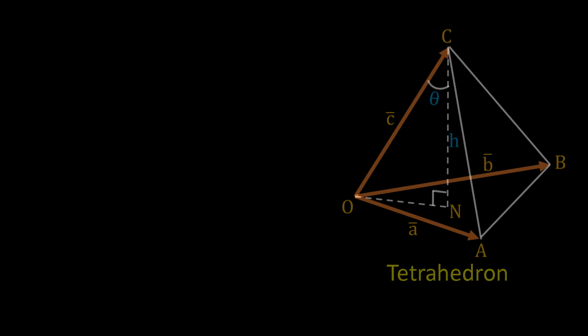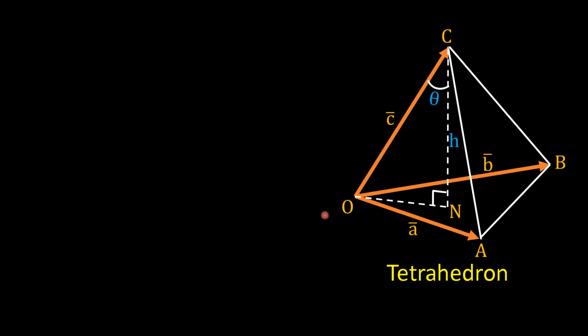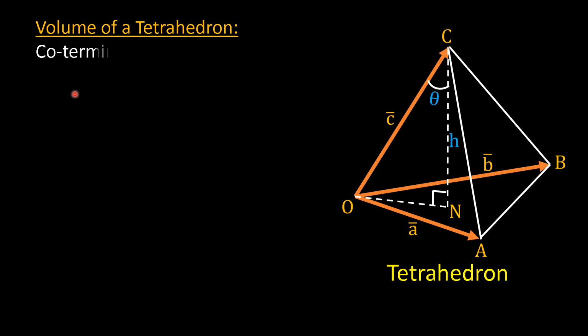We will see how volume of a tetrahedron with coterminous edges OA bar equals A bar, OB bar equals B bar, and OC bar equals C bar will be the scalar triple product or the box product of the three vectors A bar, B bar, C bar.